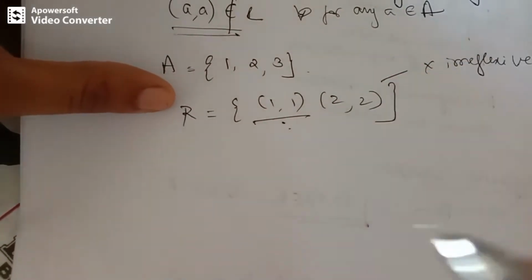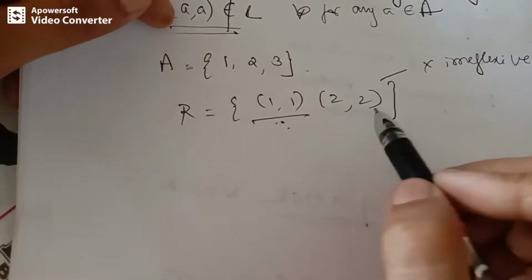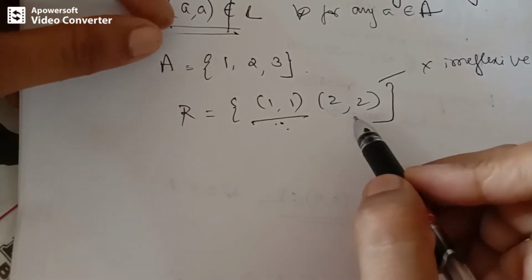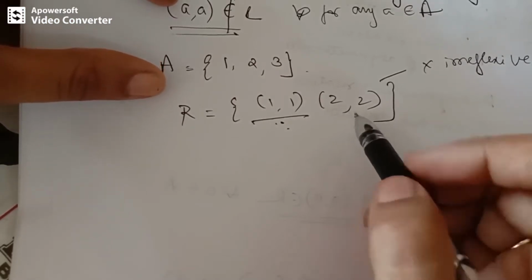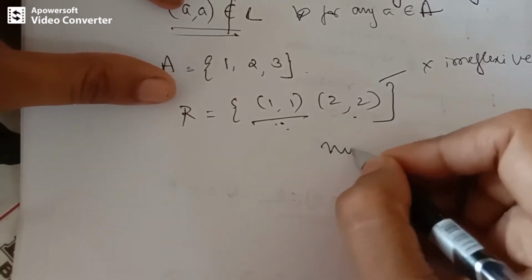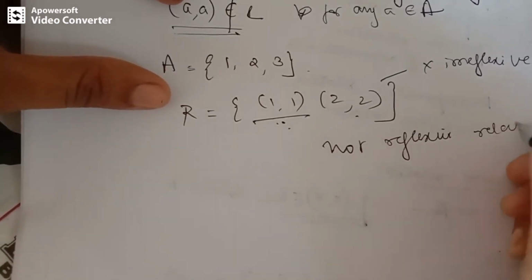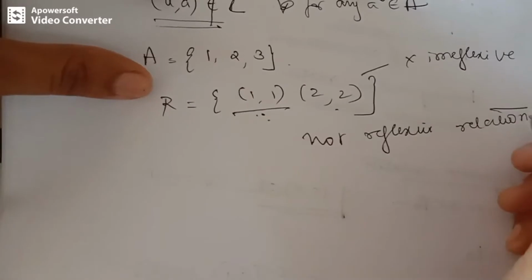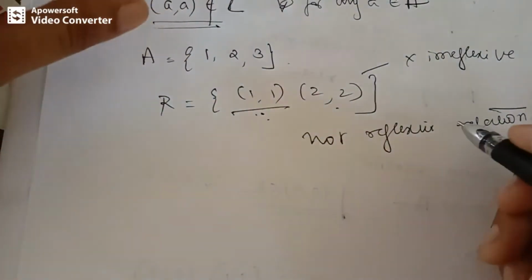So what about reflexive relation? You can observe 1 is related to 1, 2 is related to 2, but we do not have 3 related to 3, right? 3 comma 3 does not belong to R. Therefore, it is again not a reflexive relation. I hope by this example, the difference between irreflexive and not reflexive is clear.